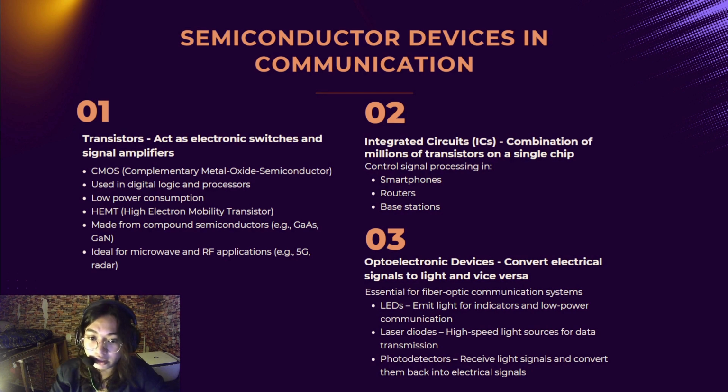Another major category is optoelectronic devices, which bridge the gap between electrical signals and light. These include light-emitting diodes, or LEDs, which convert electrical energy into light for indicators and low-speed communication. Laser diodes, used for high-speed optical communication, such as in fiber optic cables that transmit internet data across continents. Photodetectors, which detect incoming light signals and convert them back into electrical form, making them essential for receivers in optical networks.